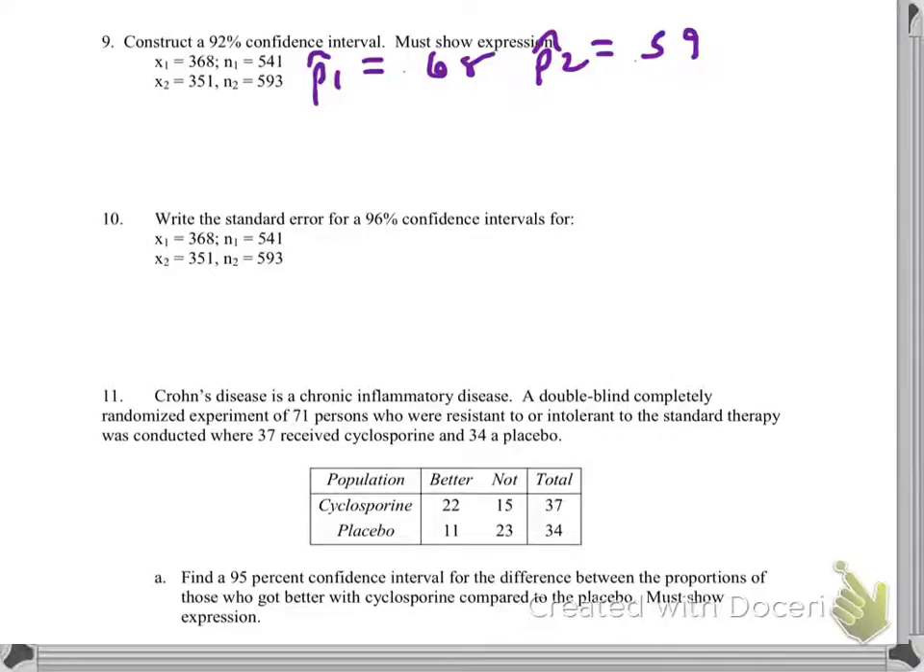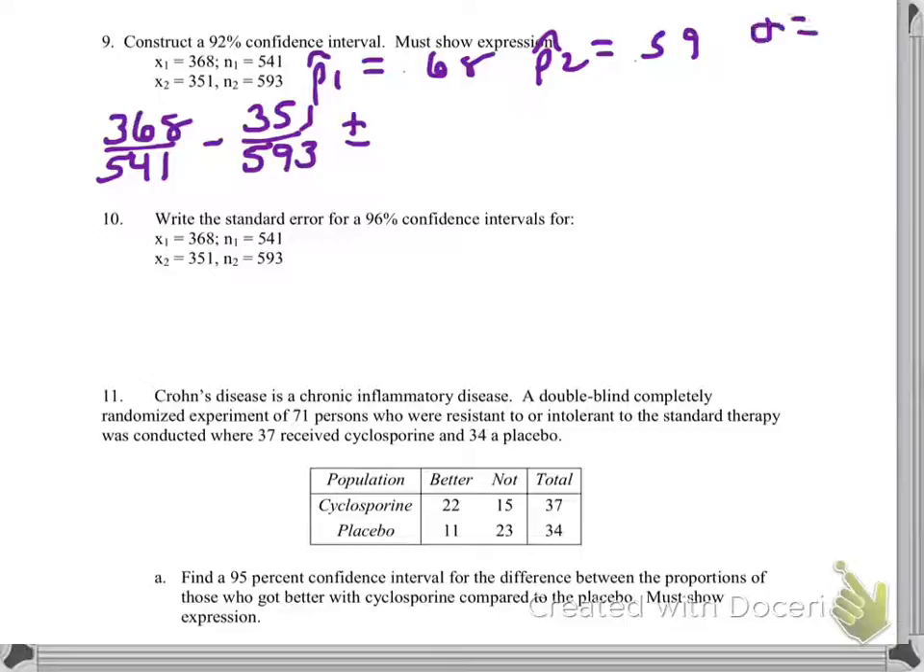I'm going to do 368 divided by 541 minus 351 divided by 593 plus and minus. All right, so I have 92%. My alpha is 0.08, which means that's going to be 4 on each side. So I'm going to do 0.04, and I get 1.75.